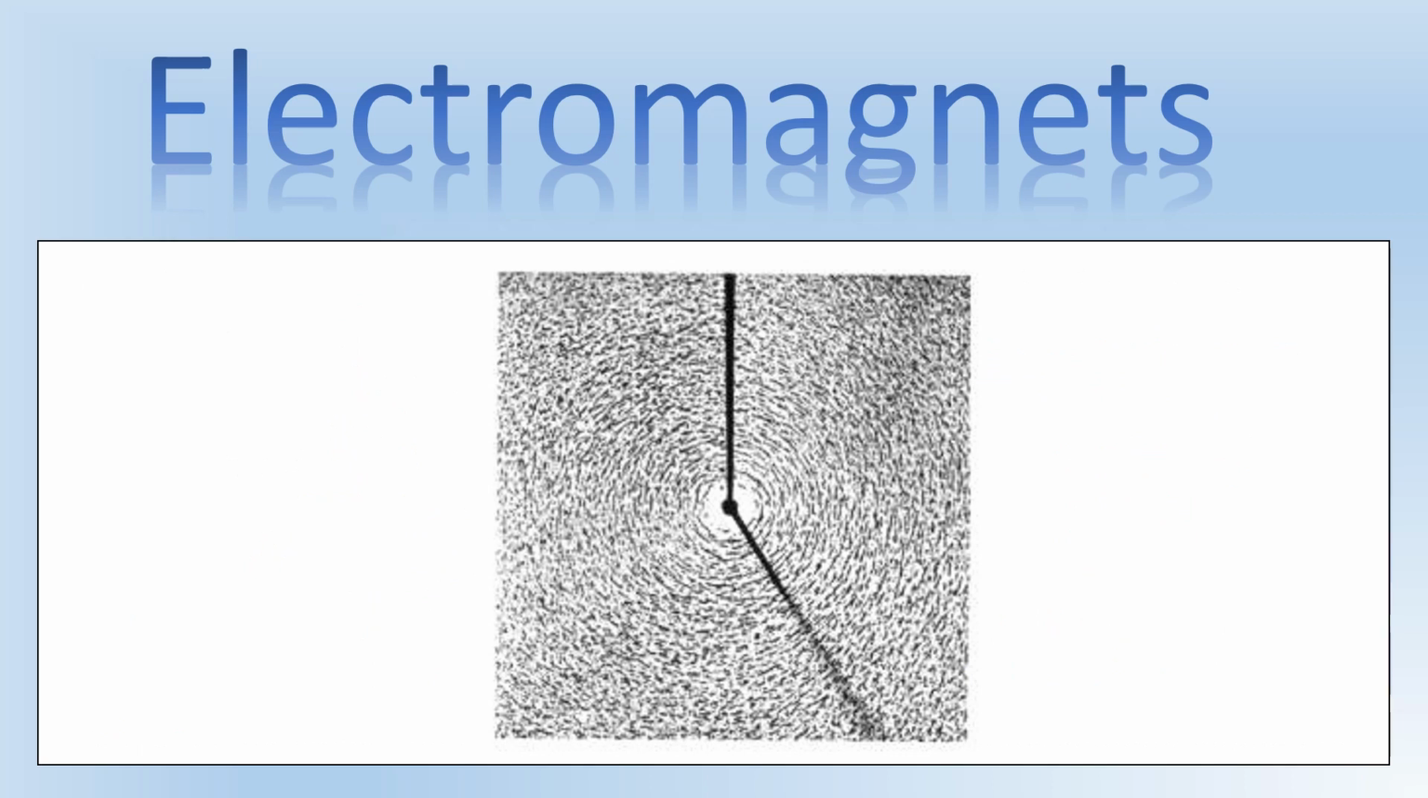Okay, so what does this actually look like for real? What you've got here is some iron filings around a current carrying wire. From this diagram, we can't see field direction, but we can see where the field lines are. We can see we've formed these concentric circles around the wire when there is a current in the wire.